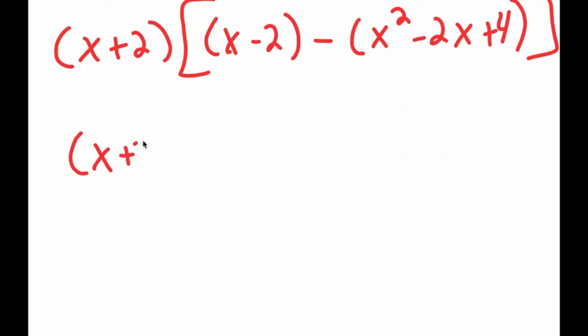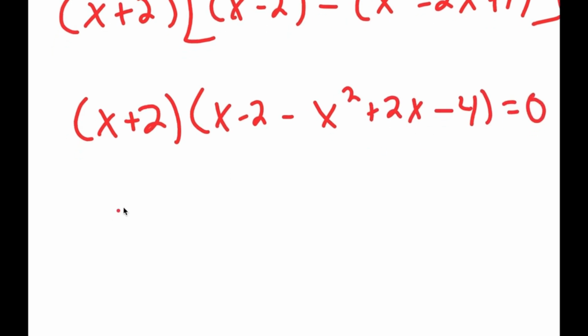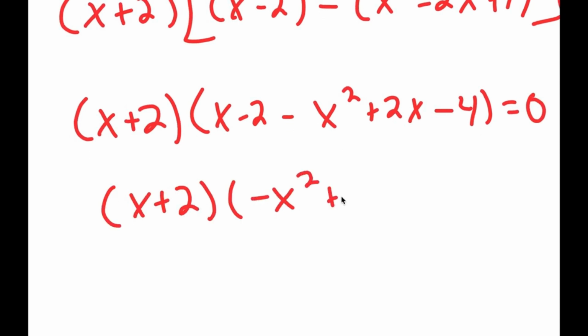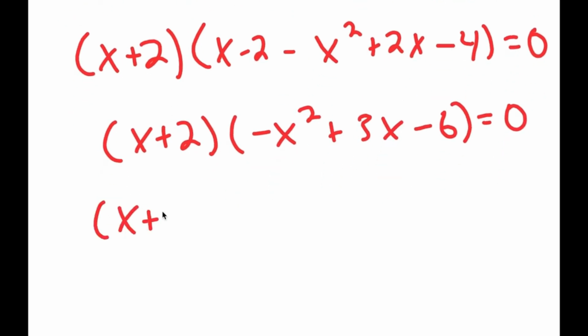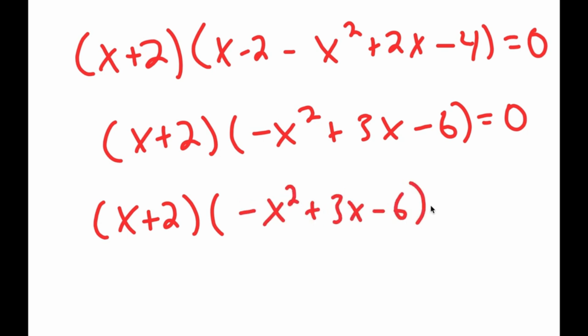And this turns into x plus 2 times x minus 2 minus x squared plus 2x minus 4 is equal to 0, which equals x plus 2 times negative x squared plus 3x minus 6 is equal to 0. Sorry, it's not x squared minus 3x plus 6 yet. This is still negative x squared plus 3x minus 6 is equal to 0.